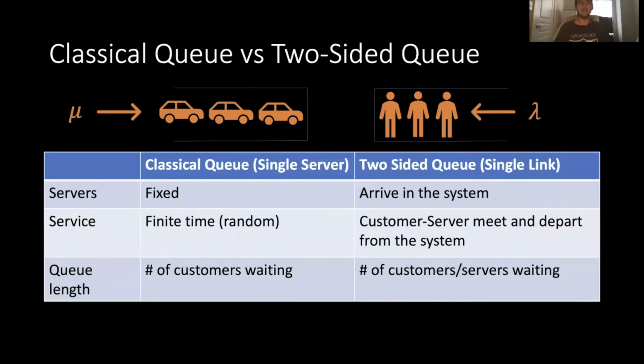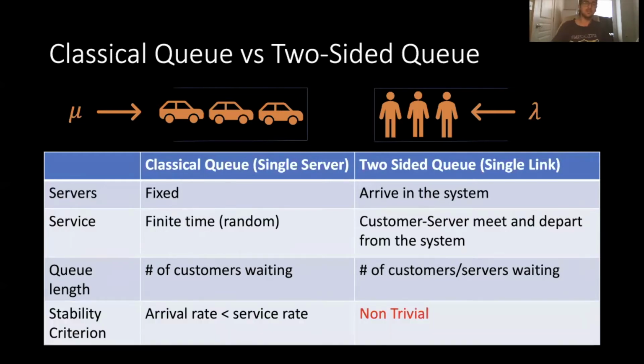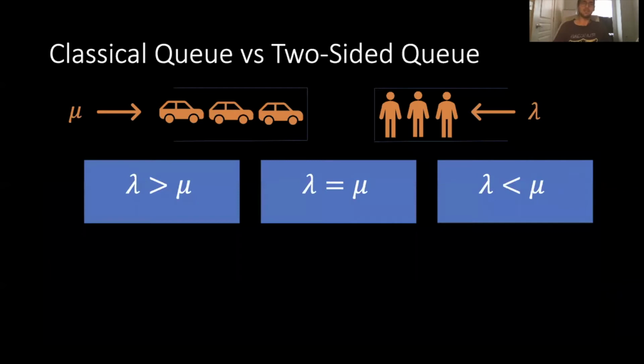The queue length in a classical queuing system is just the number of customers waiting in the system, whereas in a two-sided queue, we need to take into account the number of customers and the number of servers waiting in the system. Finally, for a classical queue it is well known that if the arrival rate is less than the service rate, then the queue is stable. But in a two-sided queue, we'll see that the stability is not trivial. Let's look at it in more detail.